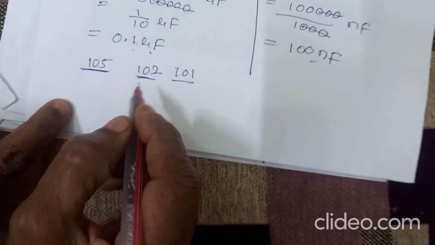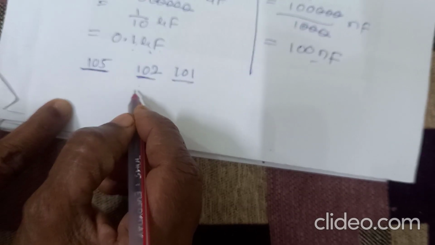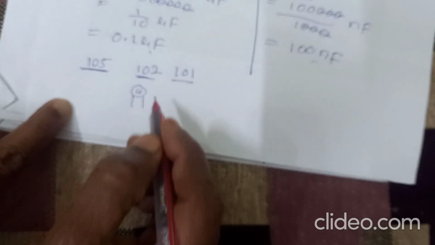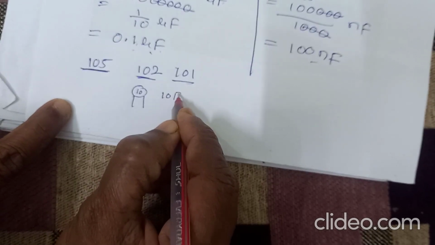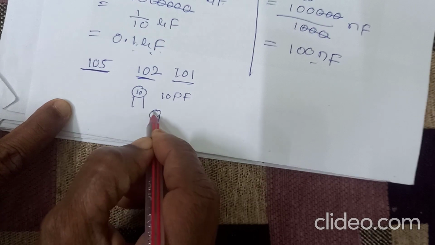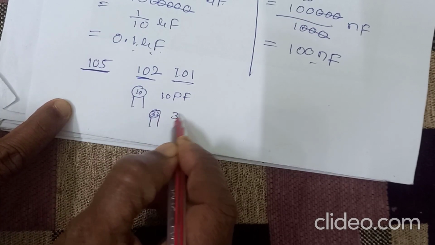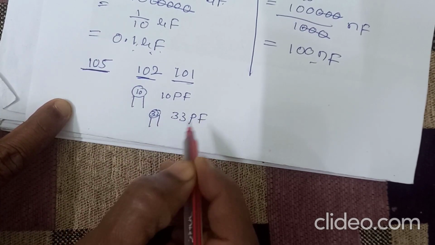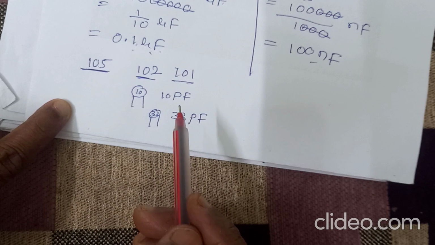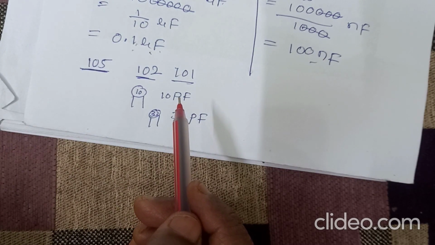And if the disk has only 2 digits, suppose this is your disk. If only 2 digits are written, if there is no third digit, then directly this becomes 10 picofarad. If the disk has, for example, 33, then 33 picofarad. If there are 3 digits, then you should follow the above procedure to find out the value of capacitance.